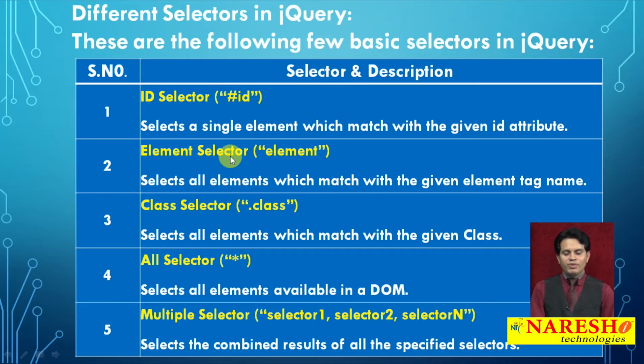Second one, the element selector. It is used to select elements by their element tag name. In that case, it may find only one element which matches the tag name, or it may find more than one element which matches the tag name. There is a possibility of selecting more than one element. So it selects all elements which match the given element tag name.